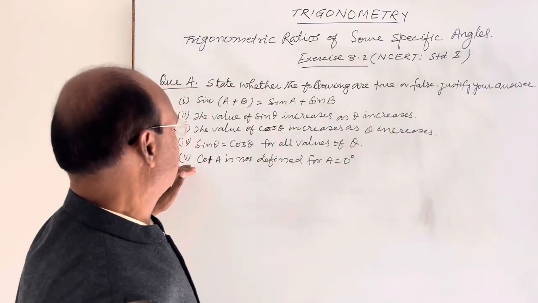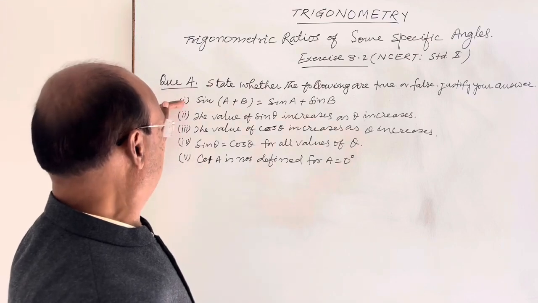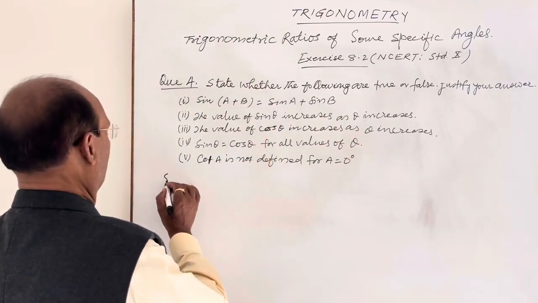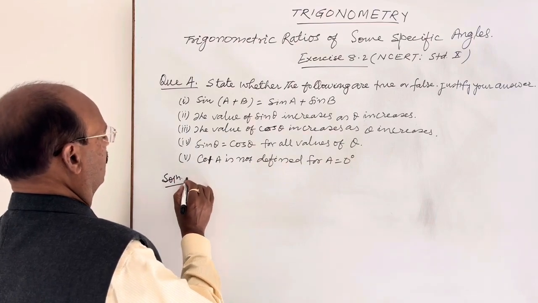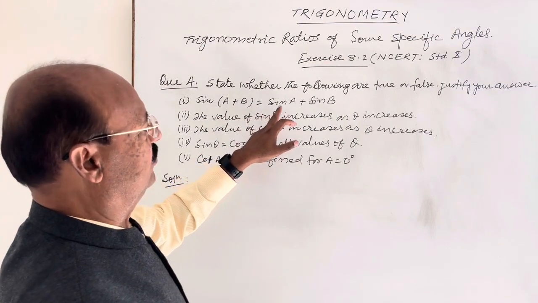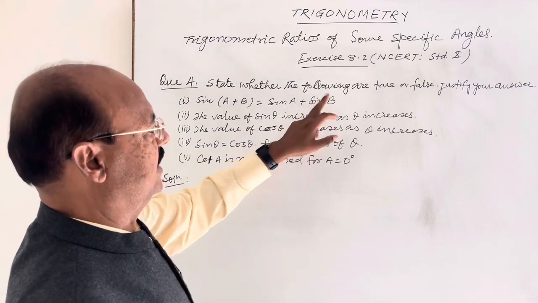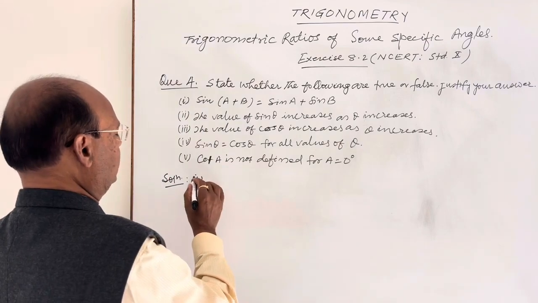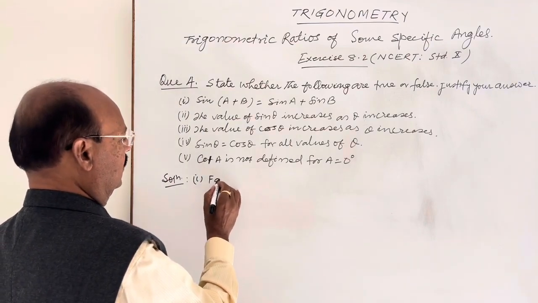5 questions are here. 5 parts. 1, 2, 3, 4, 5. Let us discuss one by one. First is here, sine (A plus B) is equal to sine A plus sine B. So, what will be the answer? This is false.